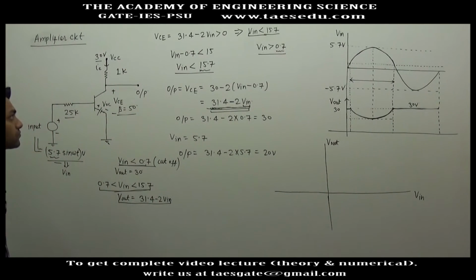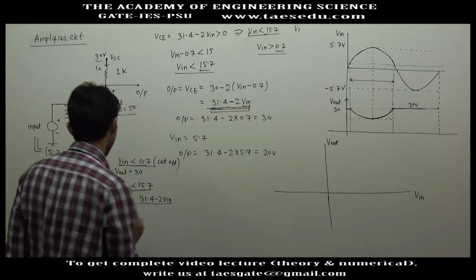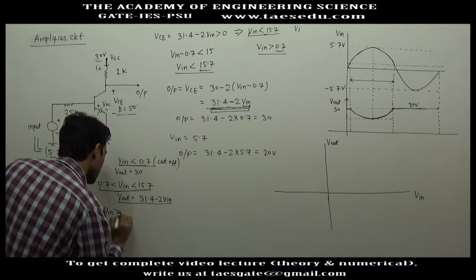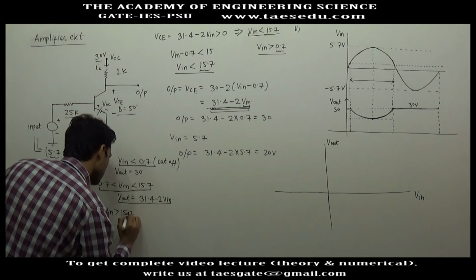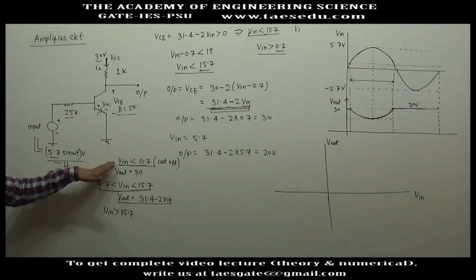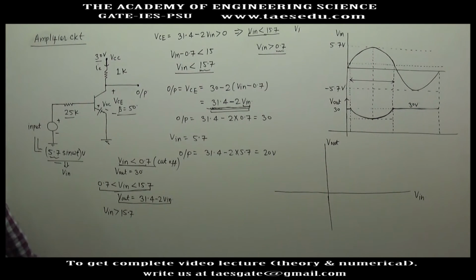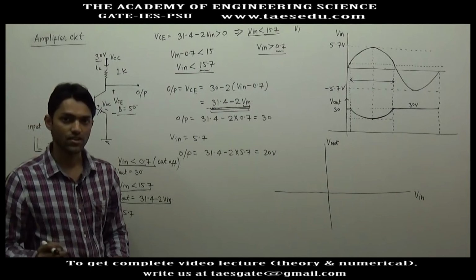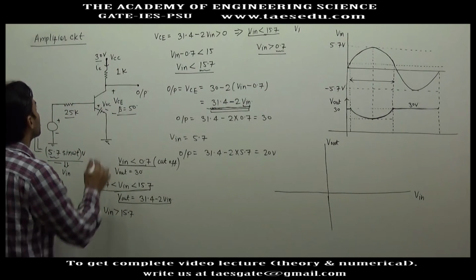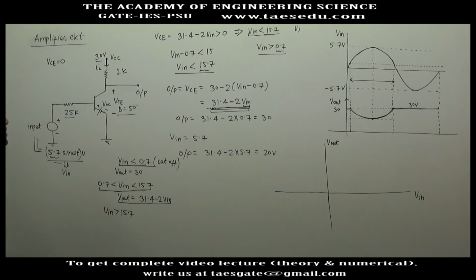Now what if input voltage is greater than 15.7 volt? If this condition holds, it means the transistor will neither be in cutoff region nor in active region, so it will be in saturation region. So now we have to get the expression of output voltage when the transistor operates in saturation region. So in saturation region, what will be the value of VCE? VCE is 0.